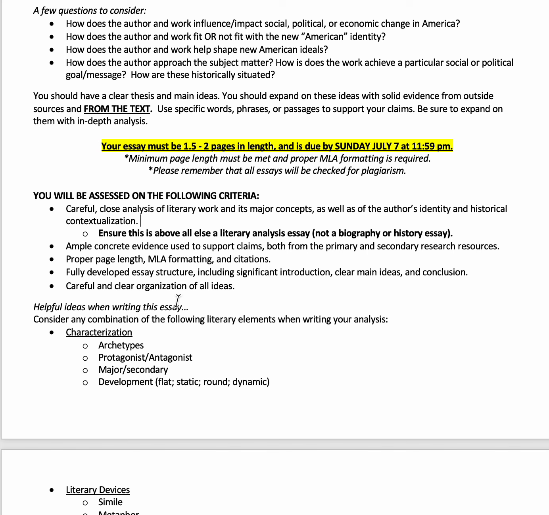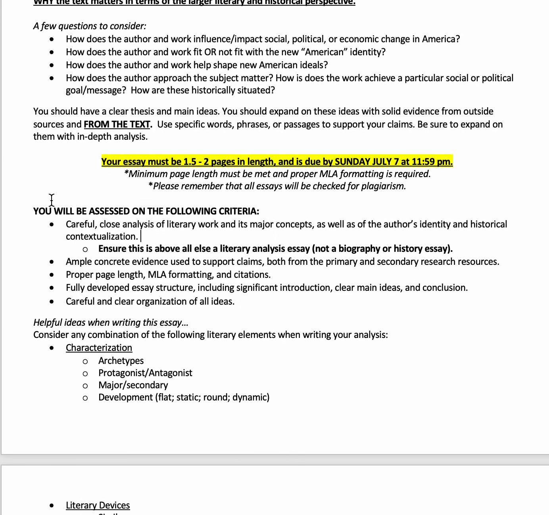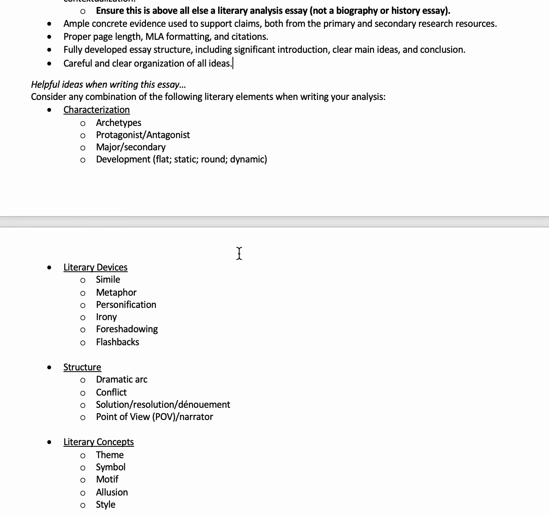Remember that you do have to cite in text as well as on a bibliography. And on that note, make sure you do include a bibliography that at least has the text that you are analyzing on it. And then have a fully developed essay structure, like I said, and good organization of all your ideas. Make sure that you are carefully organizing this for your audience.